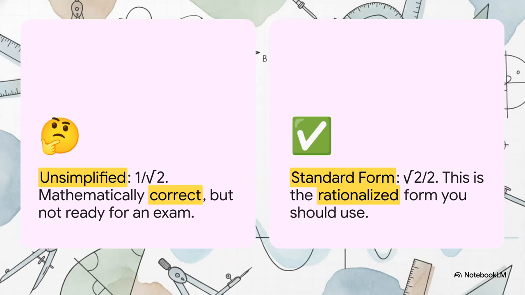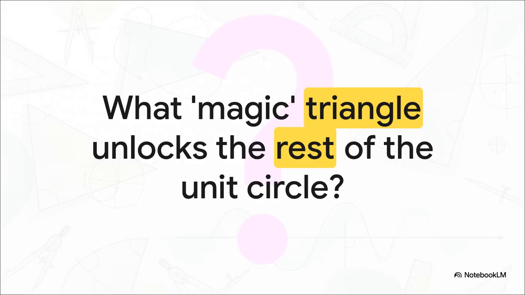And one more quick tip for you. While writing 1 over the square root of 2 is technically correct, in most math classes it's considered unsimplified because of that square root on the bottom. So we do something called rationalizing it to get the square root of 2 over 2. Just remember, they're the exact same number, but that second one is the standard form your teacher is going to be looking for. So, there you have it.